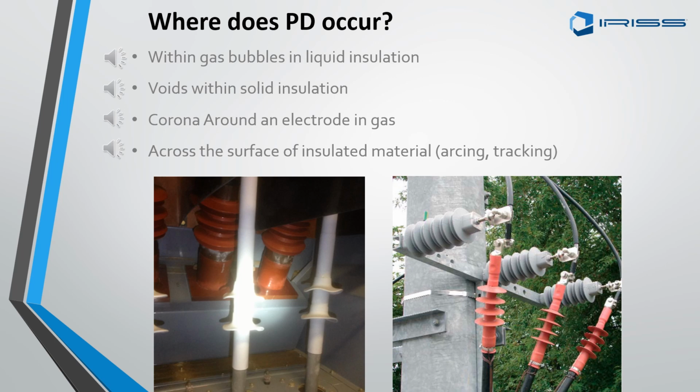Now, both arcing and tracking will make noise in the ultrasound spectrum, and we can use software to differentiate if it's actually an arcing event or a tracking event. They will have different characteristics in the time domain that can be differentiated and therefore identify which event is actually taking place.